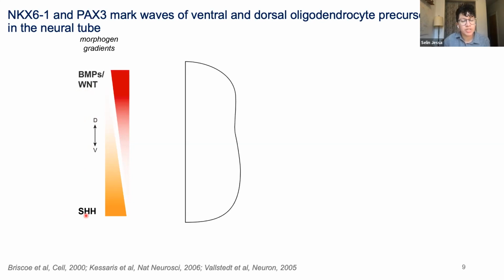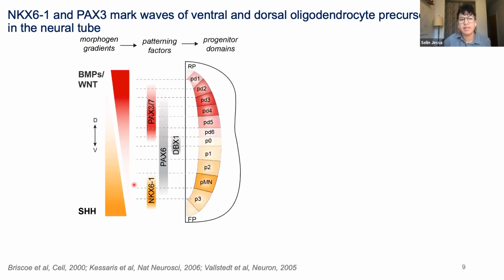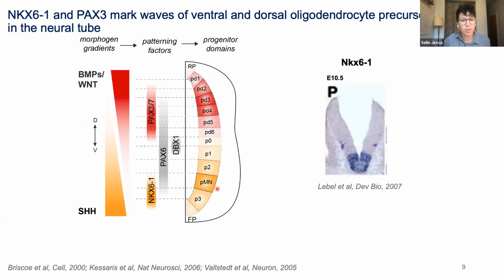And these morphogen gradients in turn activate specific transcription factors in the hindbrain, which then through cross-repressive interactions demarcate these lineage-restricted progenitor domains. And I'll point out that NKX6.1 in particular is very restricted ventrally in the hindbrain. And then in terms of the waves of OPCs, it's known that there's a first early wave of OPC development ventrally from the motor neuron progenitor domain, and then a second dorsally derived wave later on.